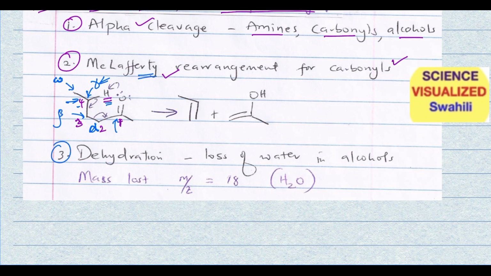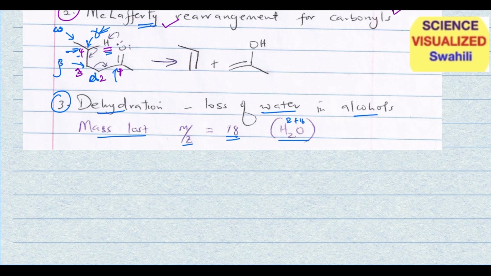And then the last kind of cleavage is dehydration. This only happens in alcohols where you lose water, and water is H2O. The mass of that is 2 for hydrogen plus 16 for oxygen, which gives you an M/Z value of 18. So anytime you see a loss of 18, that shows it's an alcohol, because you're losing water. That's basically a dehydration, almost similar to an elimination reaction.